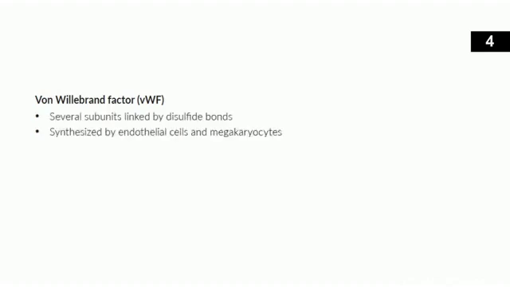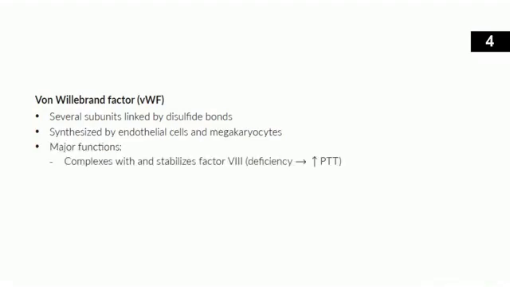Von Willebrand factor is made up of several subunits that are linked by disulfide bonds, and it's synthesized by endothelial cells and megakaryocytes. Now, we just talked about how megakaryocytes are what make platelets. So platelets also have von Willebrand factor inside them, as we're going to see shortly. Then von Willebrand factor has two major functions. First of all, it complexes with factor VIII and stabilizes it.